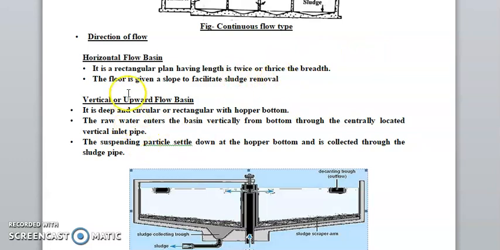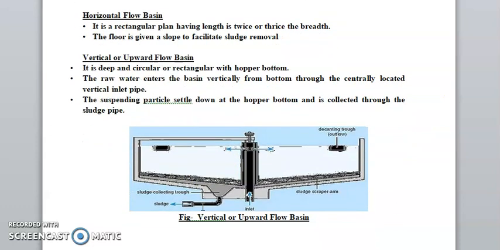This one is the vertical upward flow basin. It has a deep circular or rectangular hopper at the bottom. The raw water enters vertically through a bottom, centrally located inlet pipe. The suspended particles are drawn to the hopper bottom and collected in the sludge pipe. This is the vertically upward flow basin. Sludge is at the bottom and the raw water moves upward. It is like a circular sedimentation tank.